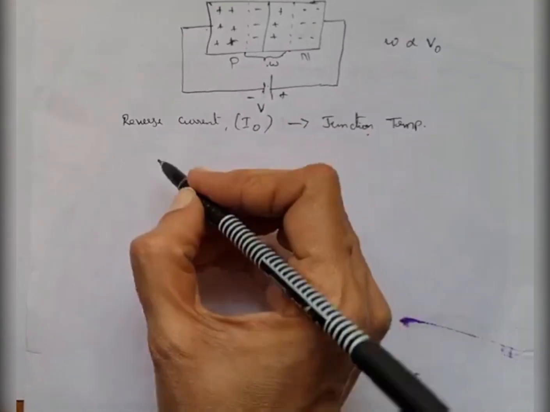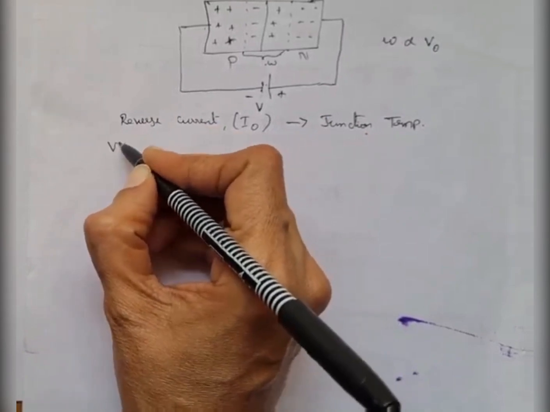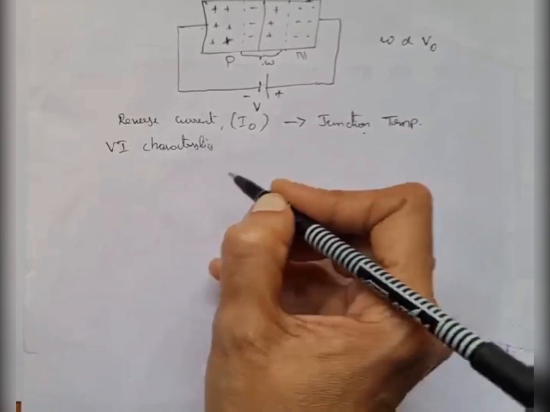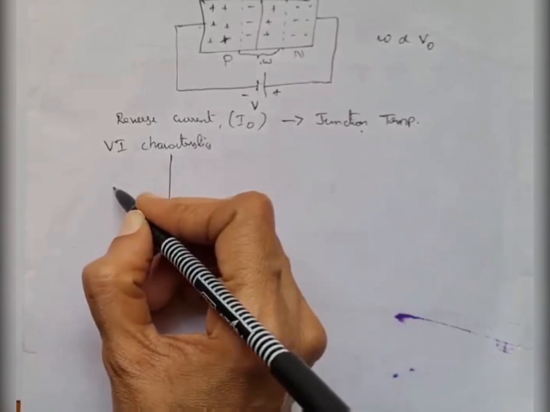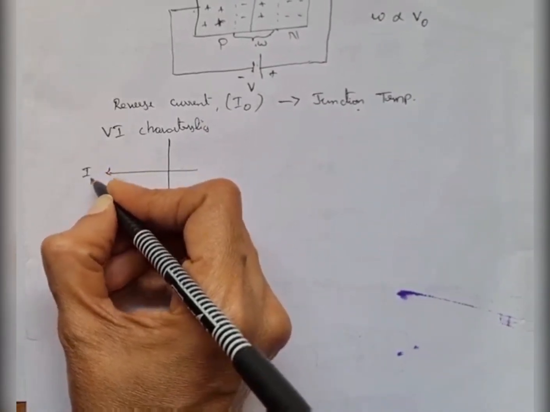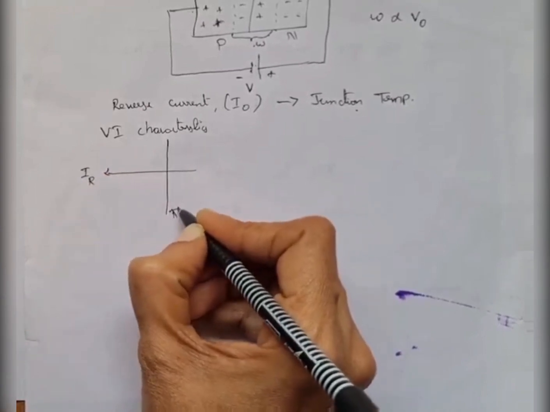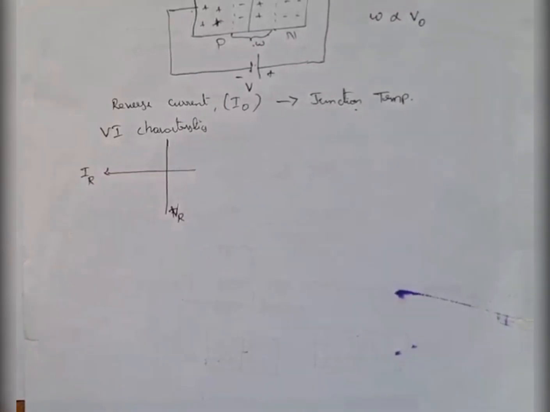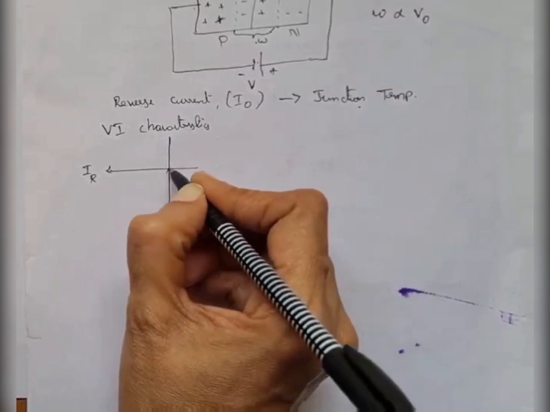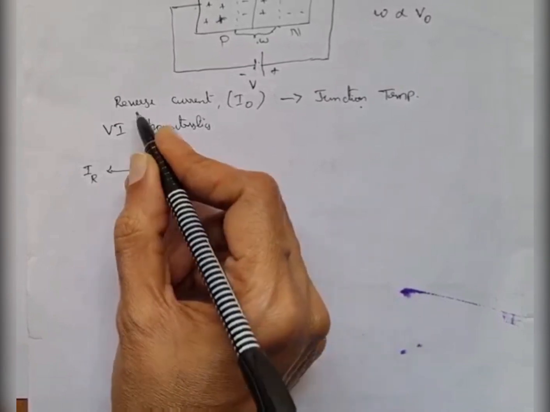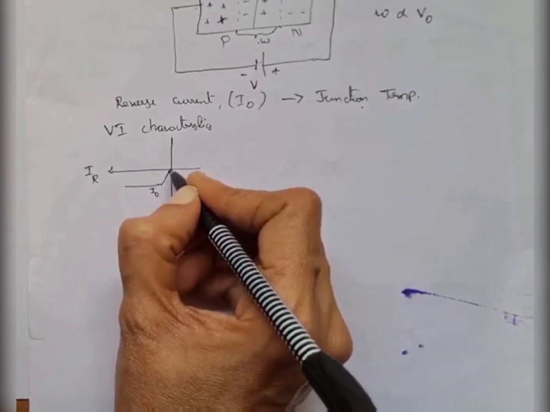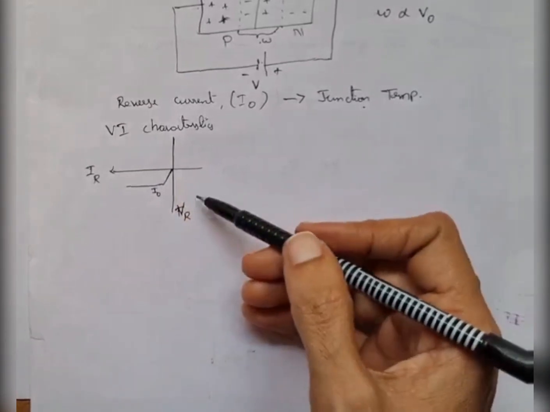In the reverse bias condition, the VI characteristics are like this. Here we are taking reverse bias voltage and reverse bias current. At the starting condition it is 0, and after some point a reverse current is formed that is constant, called I0. This is the VI characteristics of reverse bias.